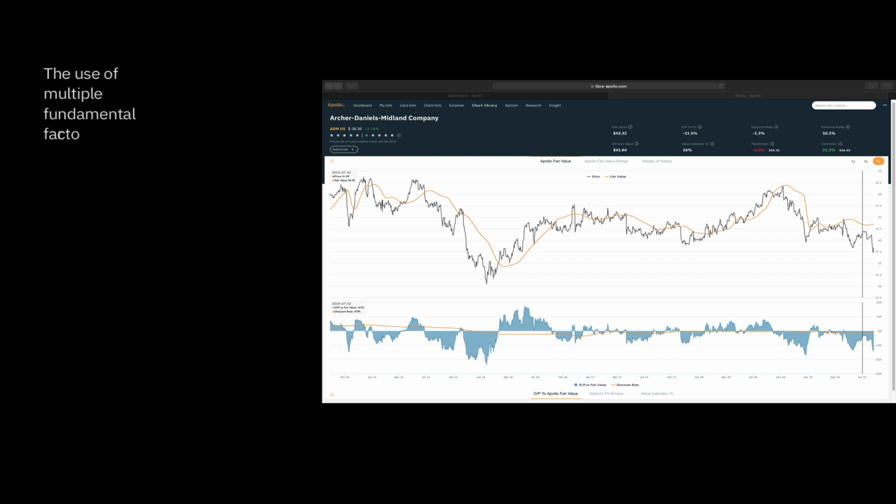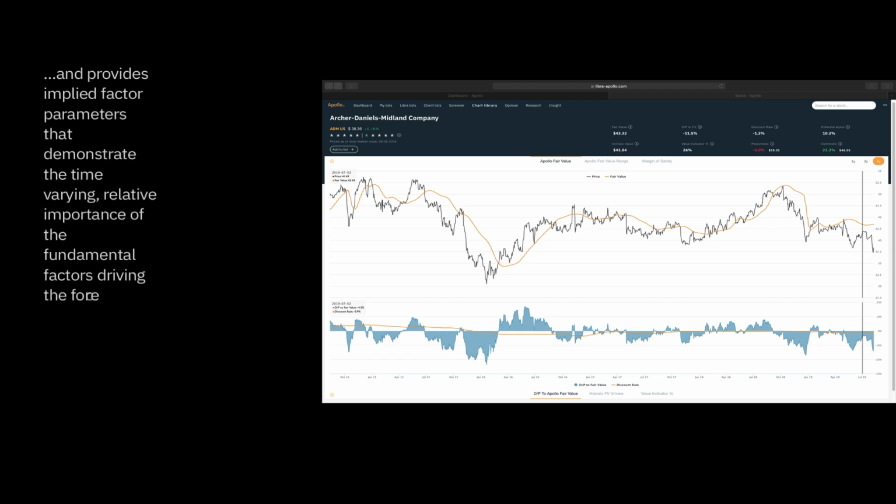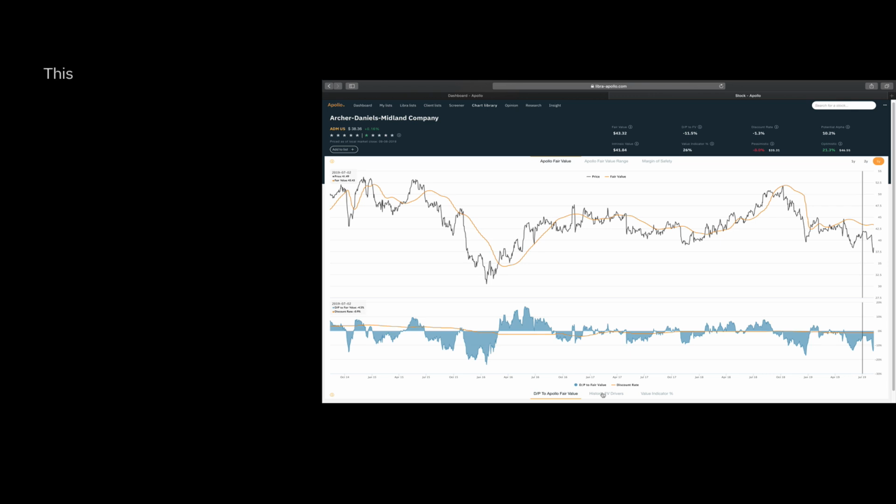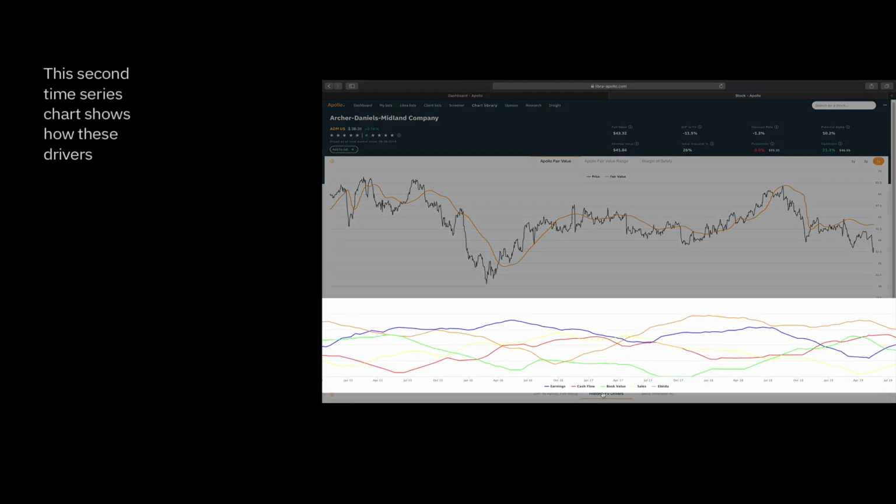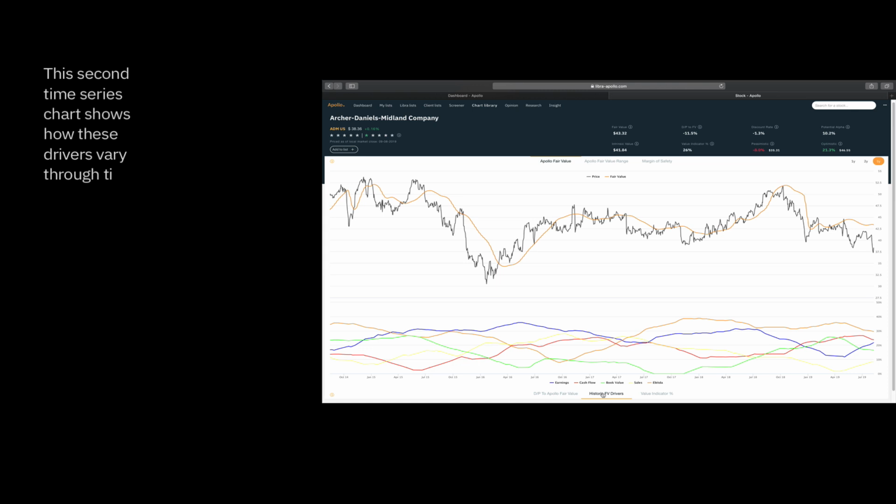The use of multiple fundamental factors helps to reduce forecast error and provides implied factor parameters that demonstrate the time-varying relative importance of the fundamental factors driving the forecast. This second time series chart shows how these drivers vary through time, and these weights are available as a weekly dataset. This dataset offers an important insight into the changing significance of individual firm characteristics in the eyes of investors through time.